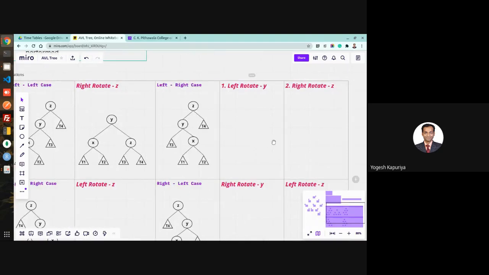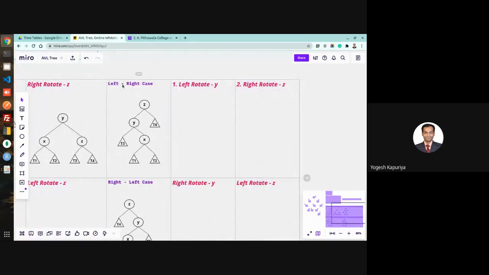Let's go for the second case, which is a left-right case. Left-right means that y is on the left of z and x is on the right of y. So when you have this scenario, first you need to visualize this, and rotate this y in the left direction. So in this case, there will be two rotations. First will be something like this, in which you will rotate y.